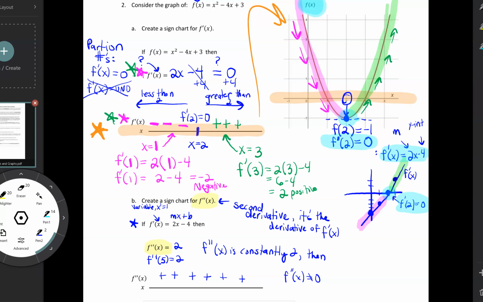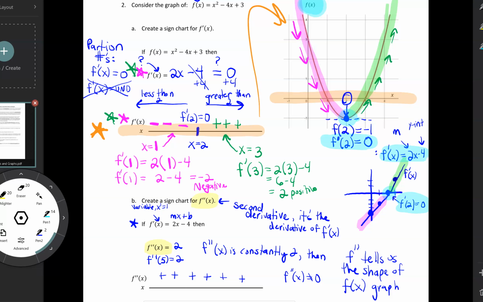What in the world is it telling me? Well, we're going to learn that the second derivative tells us about the shape of the graph. So f double prime tells us the shape of the f of x graph, the original graph. It tells us the shape of the original graph.